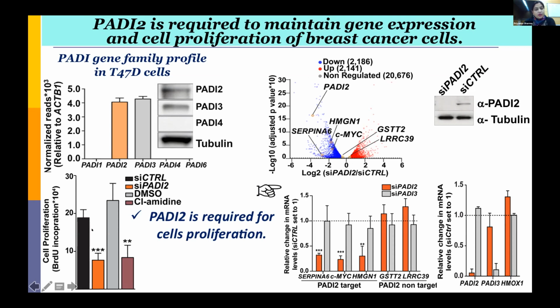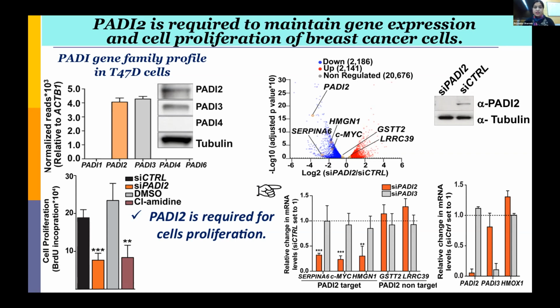And you can see over here that the PADI2 knockdown as well as inhibiting PADI activity significantly reduces cellular proliferation, suggesting that PADI2 is required to maintain the gene expression and cell proliferation of breast cancer cells, which is quite good to know.